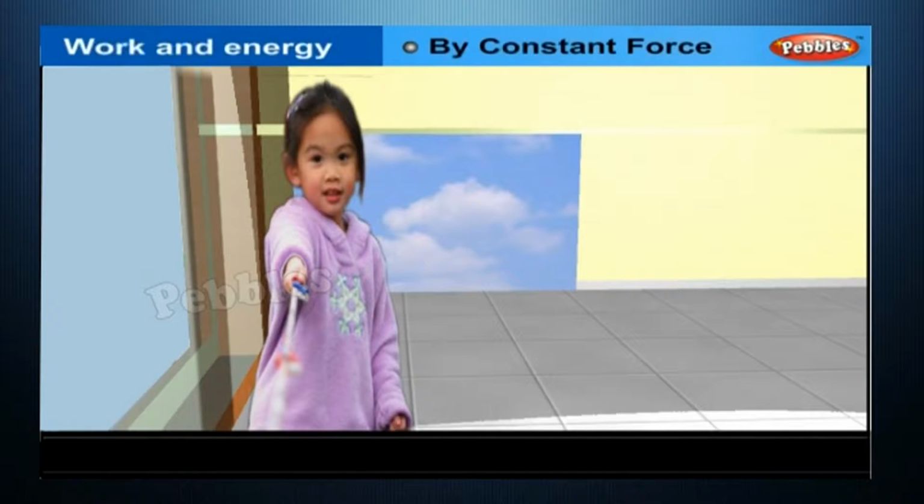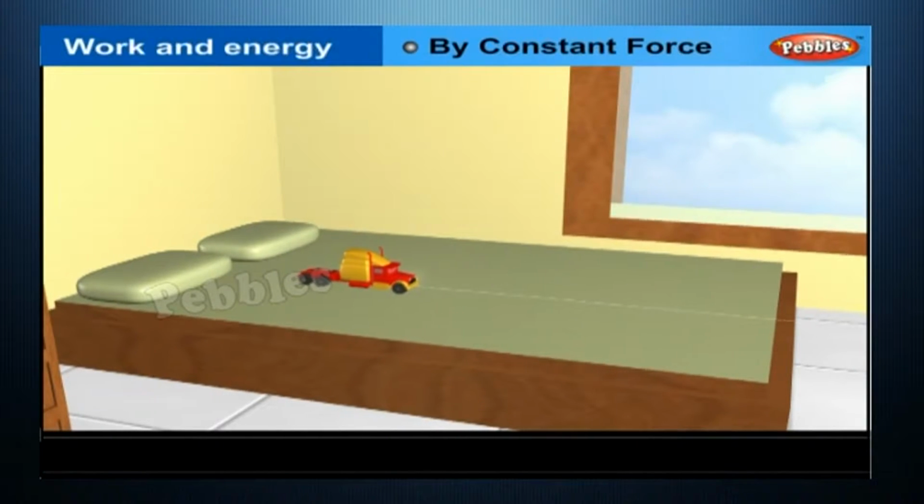Work done by a constant force. Consider a situation in which the force and the displacement are in the same direction. A baby pulling a toy car parallel to the ground, as shown in the figure. The baby has exerted a force in the direction of displacement of the car. In this situation, the work done will be equal to the product of the force and displacement. In such situations, the work done by the force is taken as positive.